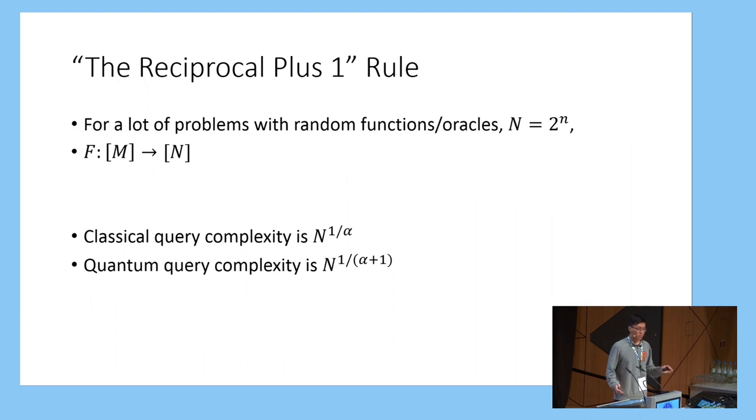This is called the reciprocal plus one rule. Actually, for a lot of problems with respect to a random function or random oracle, let N be 2 to the n, which is the search space size.